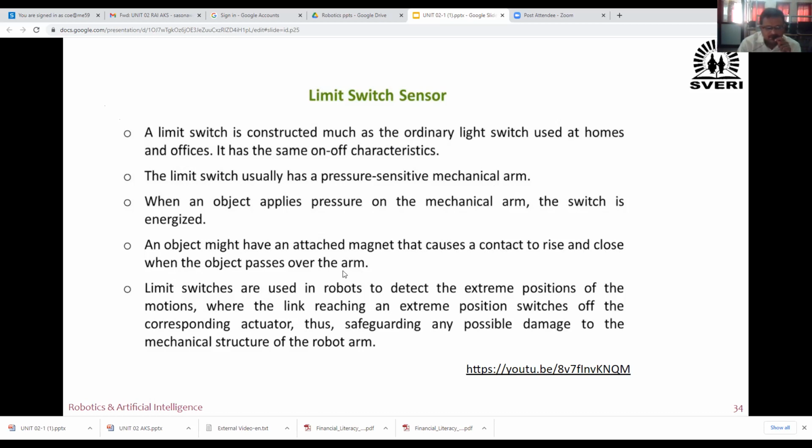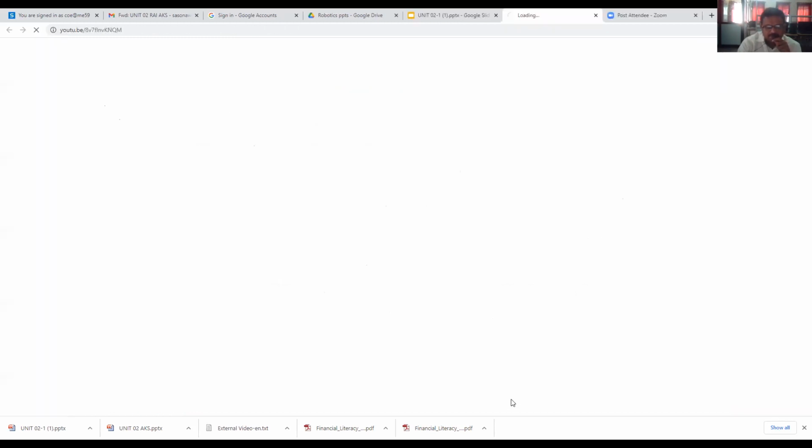the arm. Limit switches are used in robots to detect the extreme positions of the motions, as I have told in the case of the milling machine and lathe machine, where the link reaching an extreme position switches off the corresponding actuator, thus safeguarding any possible damage to the mechanical structure of the robot. Therefore, limit switches limit the travel of the robot arm or the travel in case of a machine. Now we'll see this video of the limit switch.